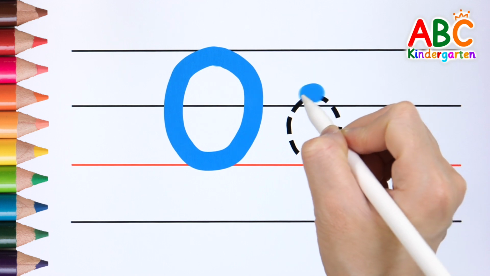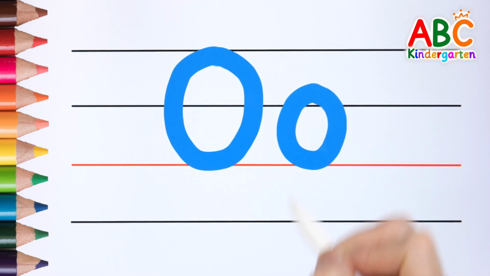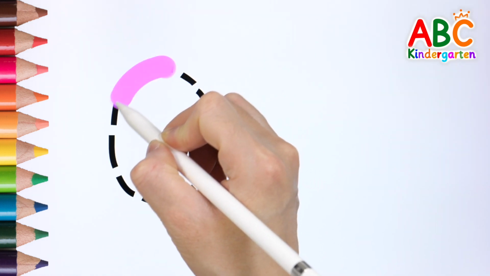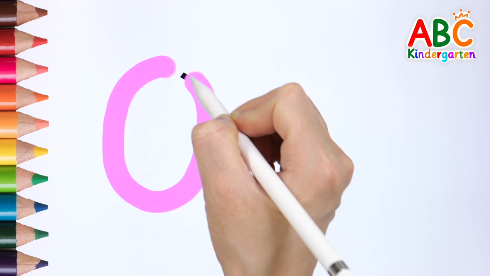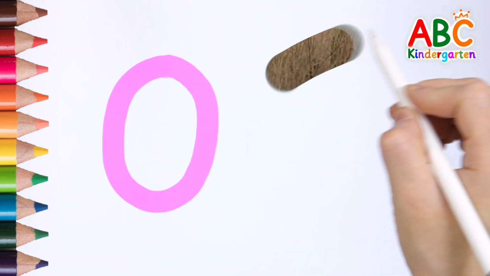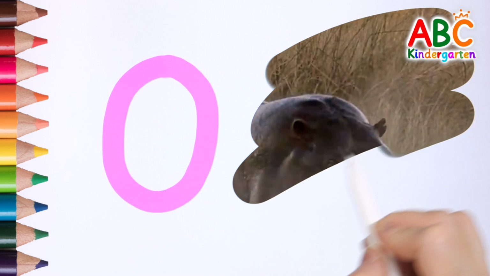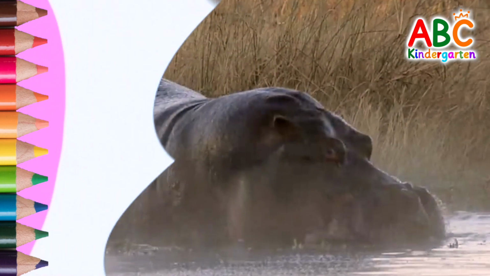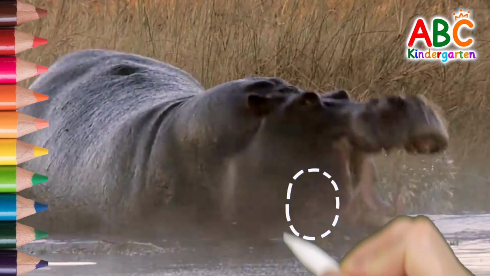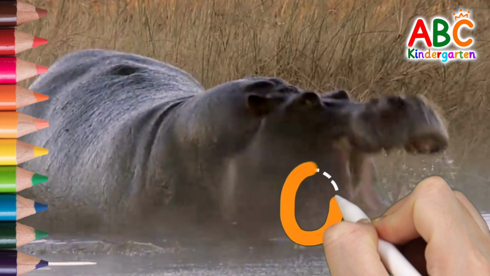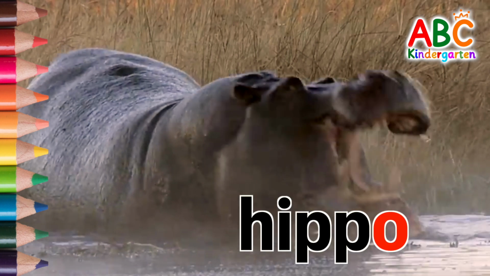Uppercase O. Lowercase o. O. It is a hippo with a big mouth. There is an O in the word hippo. O. Hippo.